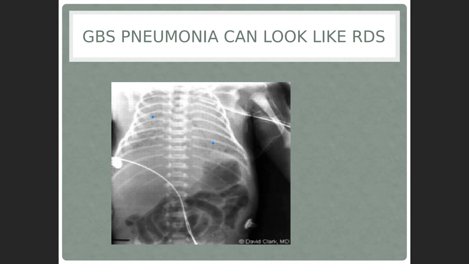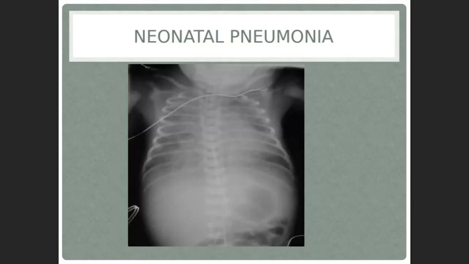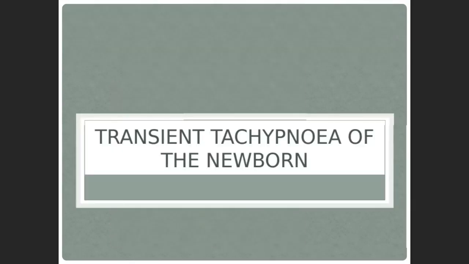A severe GBS pneumonia can actually look like RDS, or E. coli can do this, just damage the entire lung. So that's something you have to be aware of. That's the pneumonia. Any questions before we go to TTN, which I think is one of our last areas?